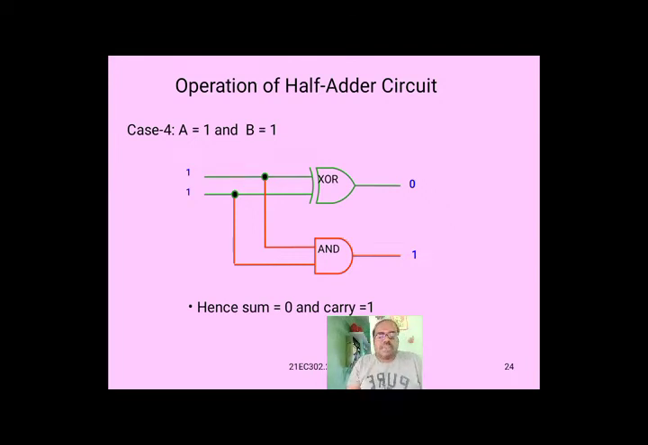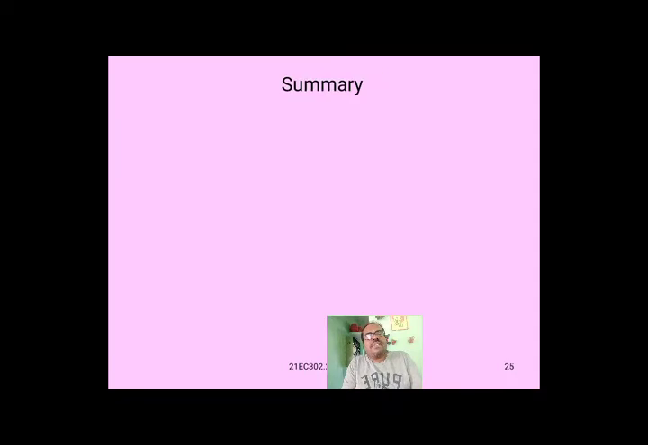By summarizing all the 4 cases, we get that if A equal to 0 and B equal to 0, sum is equal to 0 and carry equal to 0. If A equal to 0 and B equal to 1, sum is equal to 1 and carry equal to 0. If A equal to 1 and B equal to 0, sum is equal to 1 and carry equal to 0. If A equal to 1 and B equal to 1, sum is equal to 0, carry is equal to 1. Okay, this is the summarizing concept of half adder circuit.